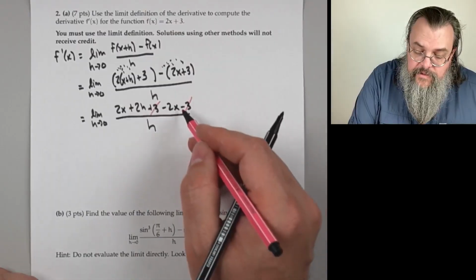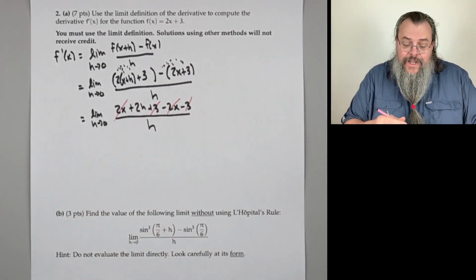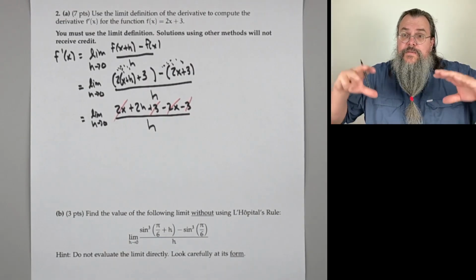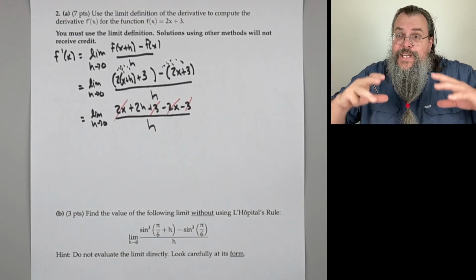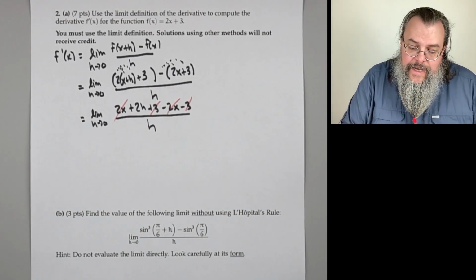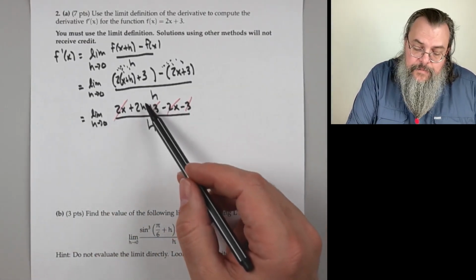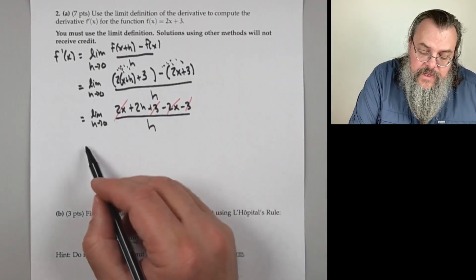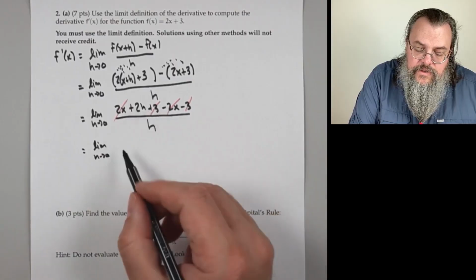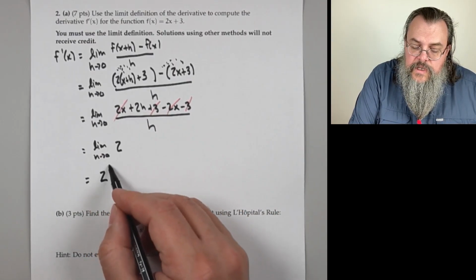The 3's cancel. The 2 x's cancel. You should anticipate lots of cancellation. And indeed, the way this goes is if you live a good, clean algebra life, things cancel. Now, after you cancel the stuff without h, you say, aha, stuff with h, I can pull an h out on top, pull an h on the bottom, and this is the limit. As h goes to 0, 2h over h is 2, which is 2.